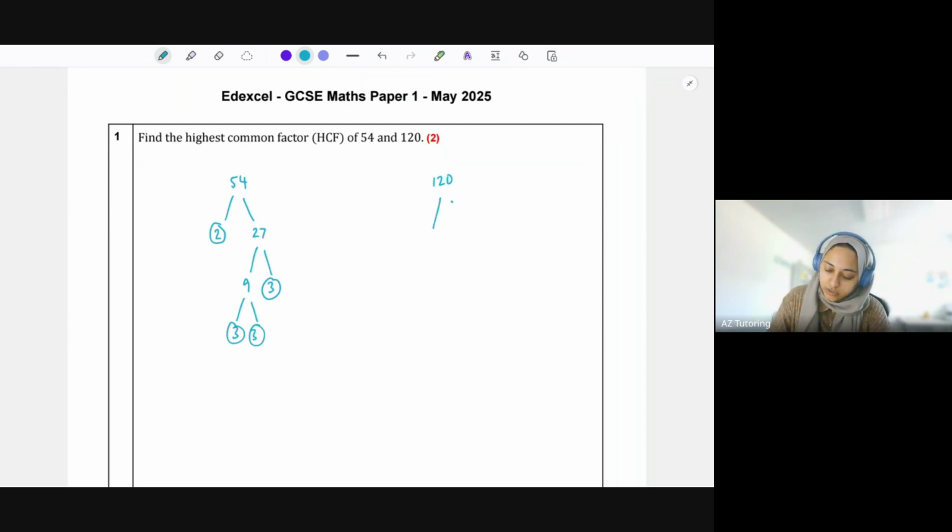Let's do 120. We can say 2 and 60. 2 is a prime number. We can halve 60 again: 2 times 30 and 3 times 10. 3 is a prime number. 10 is just 2 and 5.